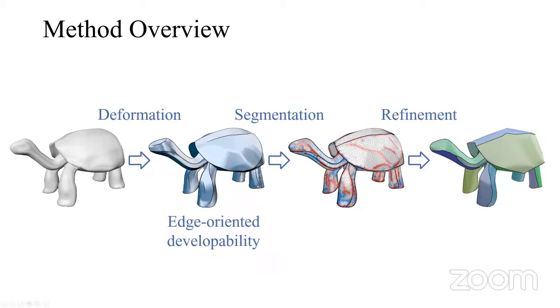The refinement process is to optimize the deformed mesh to reduce the discrete Gaussian curvature to approach zero while keeping the patches smooth and the approximation errors small. Then I will introduce the three stages one by one.